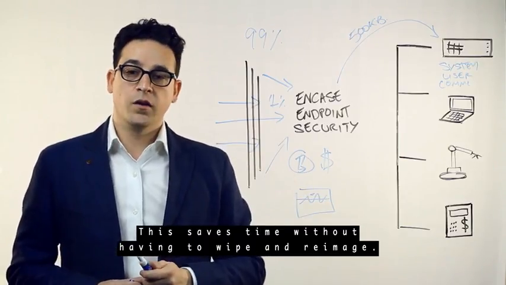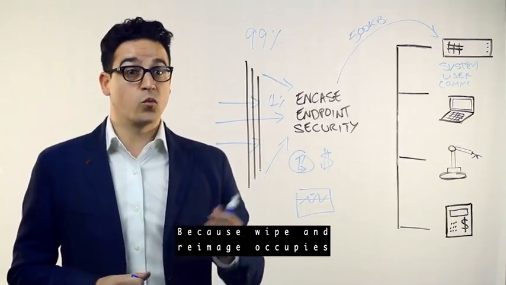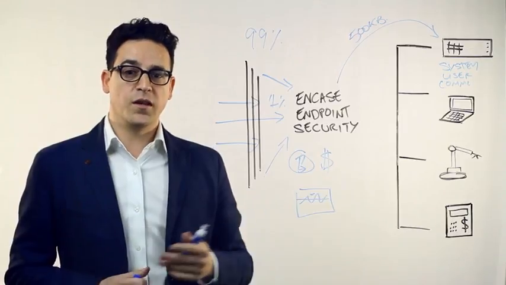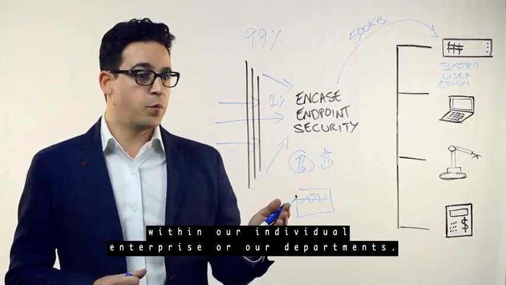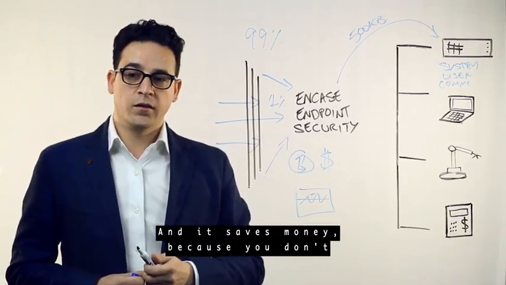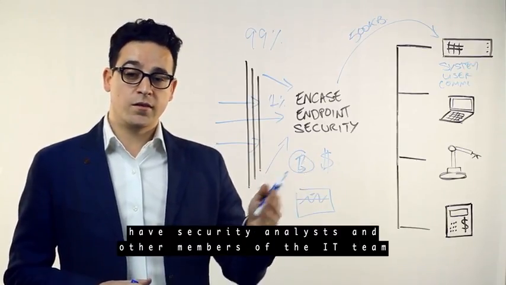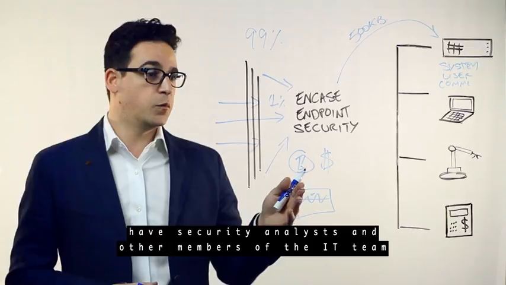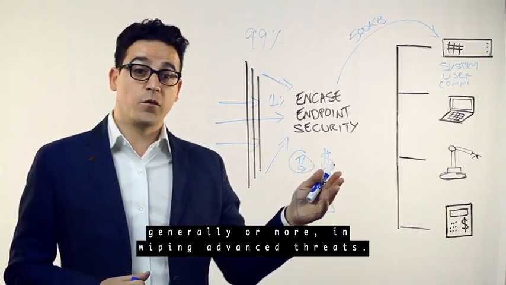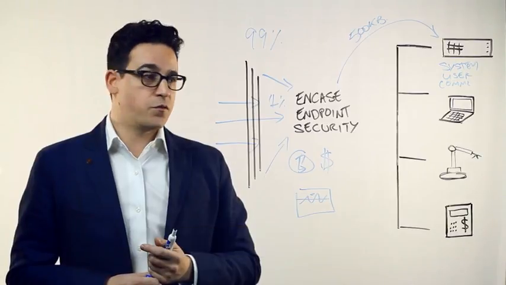This saves time without having to wipe and re-image, because wipe and re-image occupies the time and productivity of multiple teams within our individual enterprise or our departments. And it saves money because you don't have security analysts and other members of the IT team reaching out and wasting time, 3 to 4 days generally or more, in wiping advanced threats.